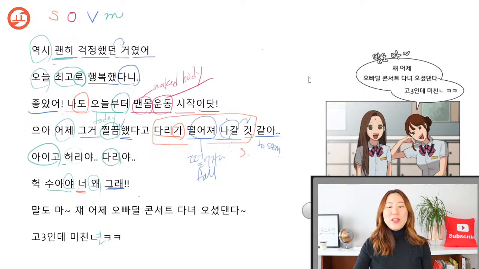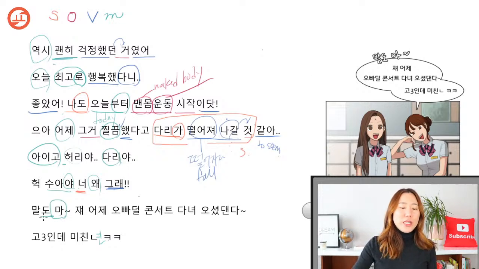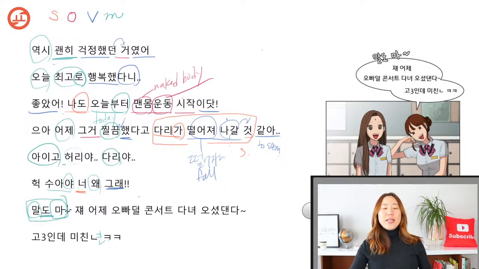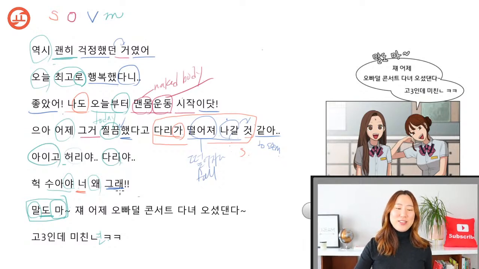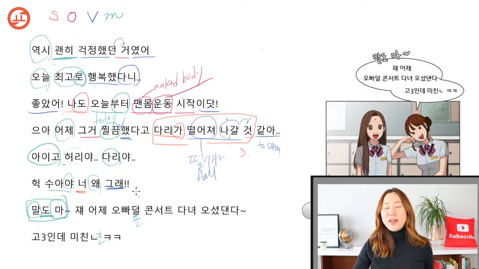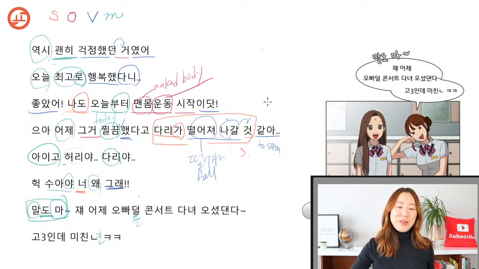말도 마. So it's more like the expression, don't even word. So in English you may say don't even try. 말도 마. Don't say. Don't even try. You get it? 쟤 어제 오빠들. This is actually 들, but they just use 덜. Maybe sounds more cute or something. 콘서트 다녀오셨댄다.